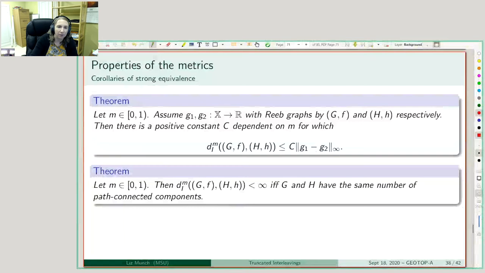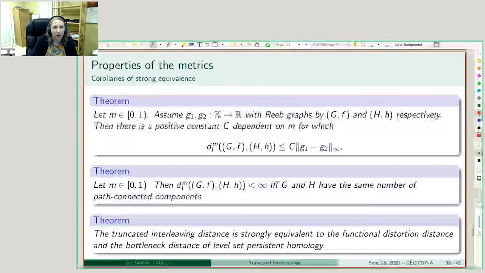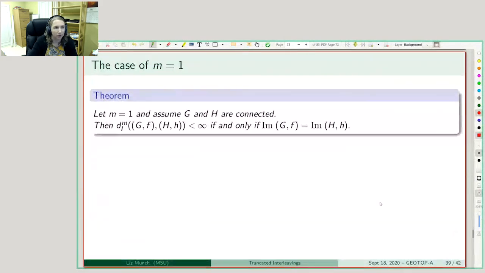If I've got two Reeb graphs with the same number of connected components, then the truncated interleaving distance will still be finite. And the truncated interleaving distance is strongly equivalent to the other Reeb graph distances for which we have strong equivalence results with the original interleaving distance. Okay, a few more things, and then hopefully we'll still have time for questions.